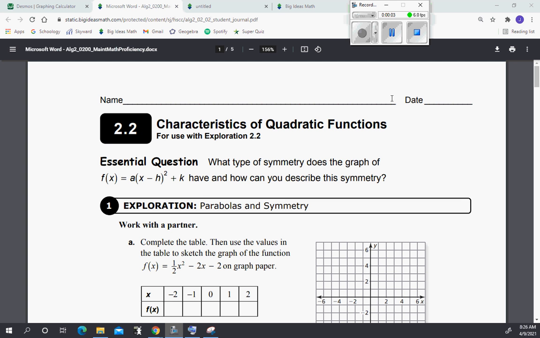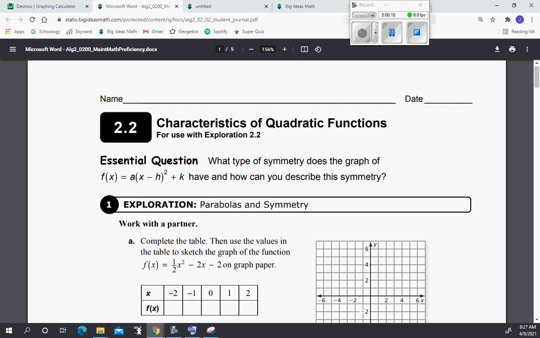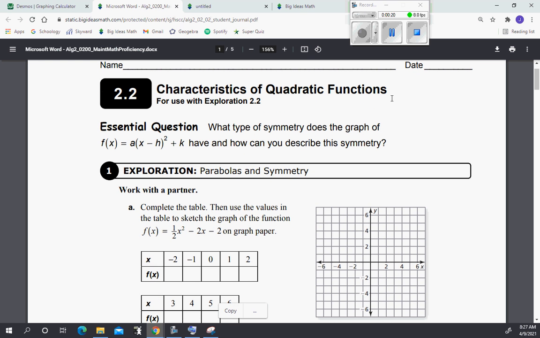Alright, 2.2, we're going to be talking about the characteristics of these quadratic functions. In 2.2, we're actually going to be taking graphing a lot more seriously here, and actually being a lot more precise. Throughout this lesson, I want you to think about this word, symmetry. Okay? Symmetry is going to help you.